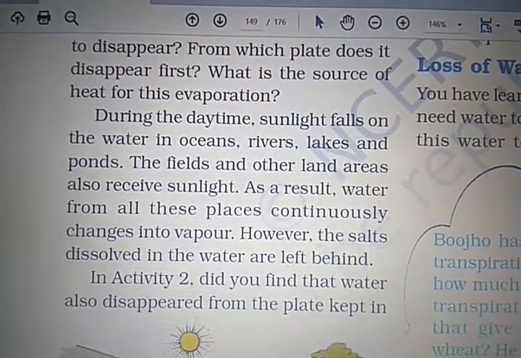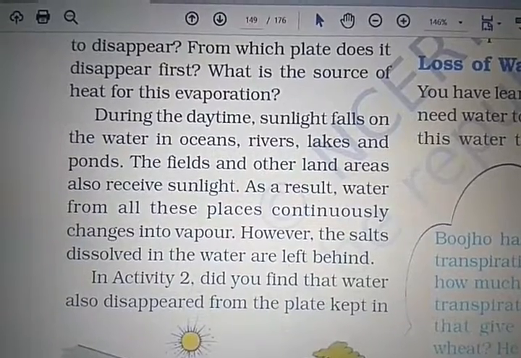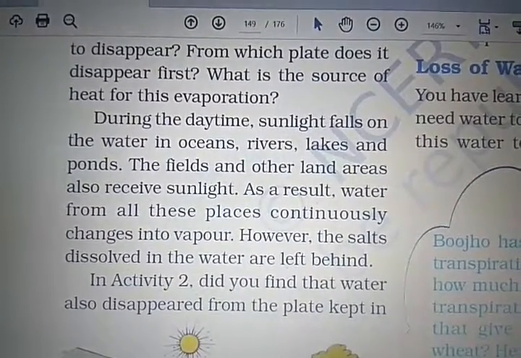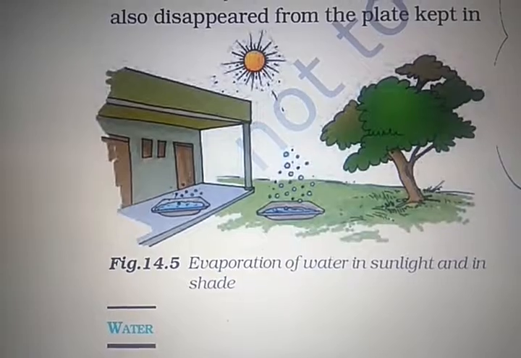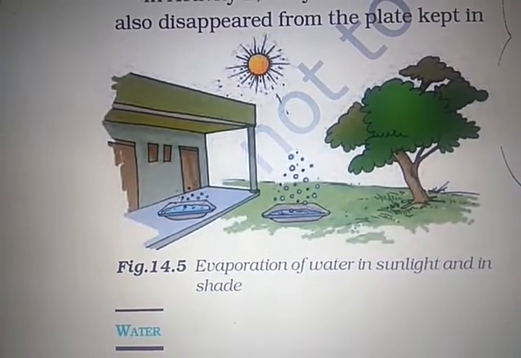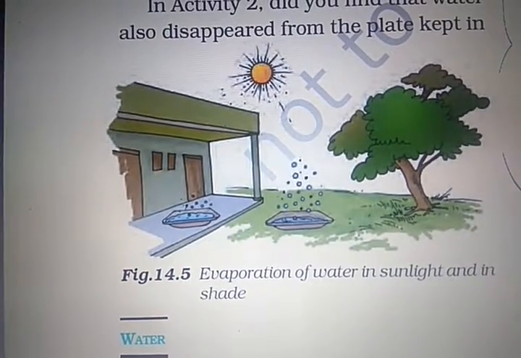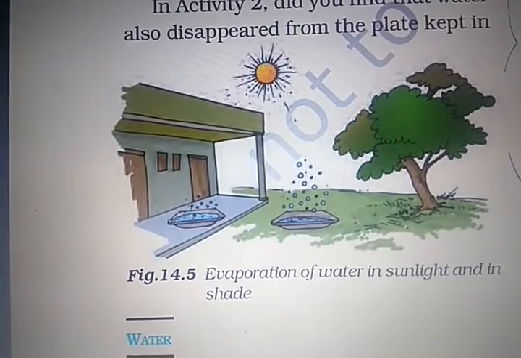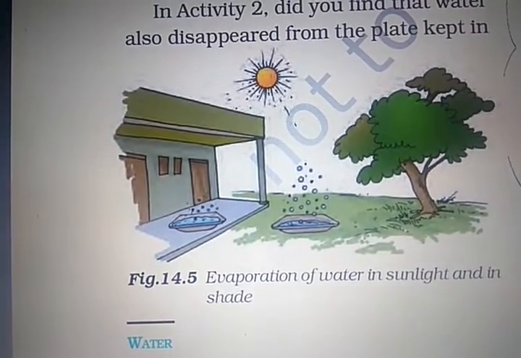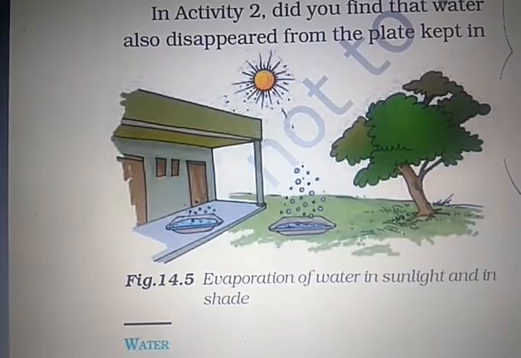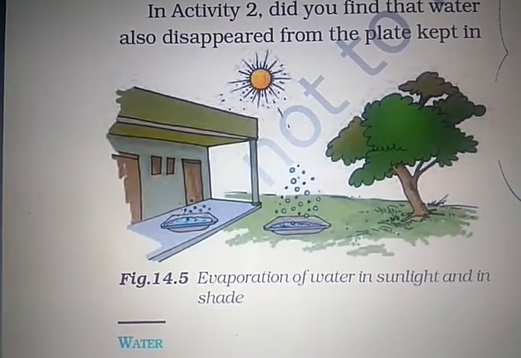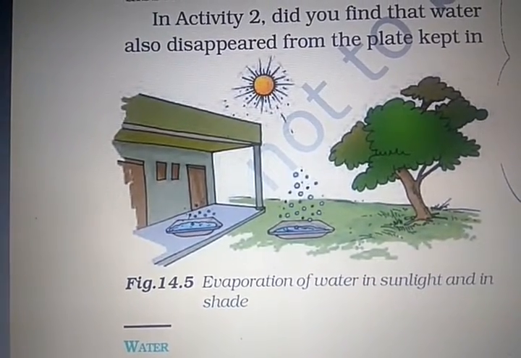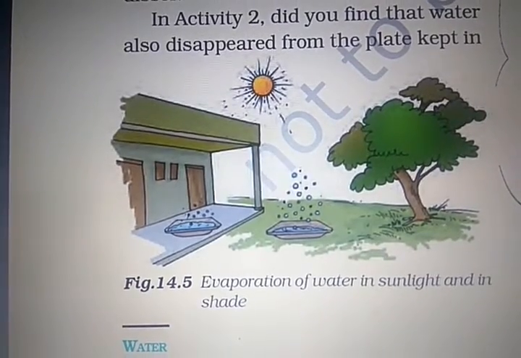So in Activity 2, did you find that water also disappears from the plate that is kept in the shade? Here you can see the first step, that is evaporation, as two dishes are there. One dish is under the shadow of the house and the other is in the direction of the sun. Now you can see that there is more evaporation under the sun, while under the shadow evaporation is there but a very small amount.